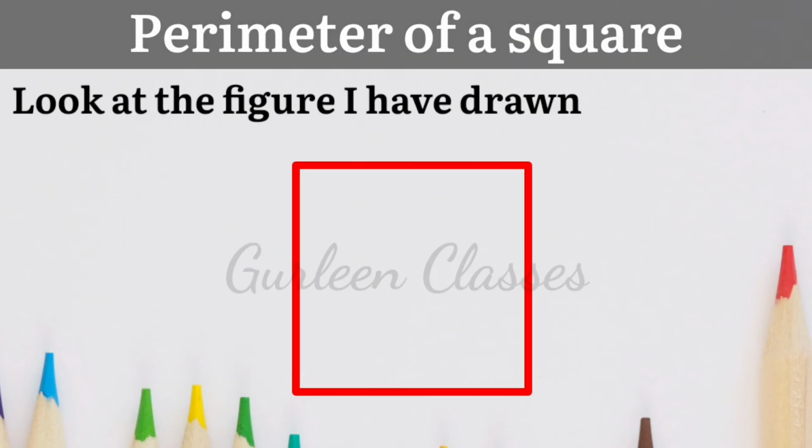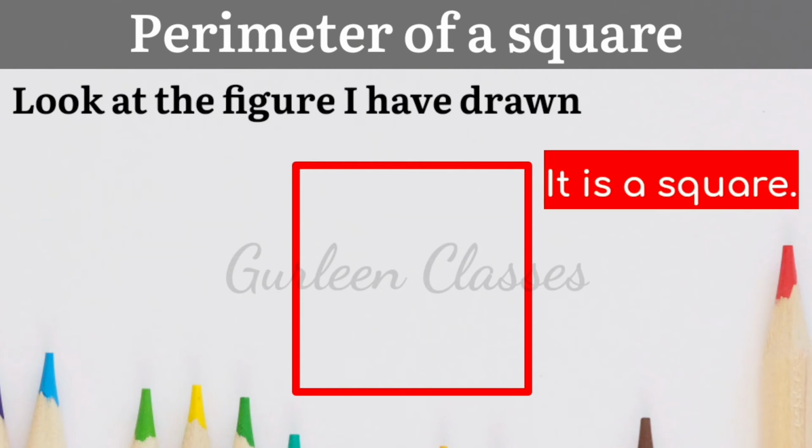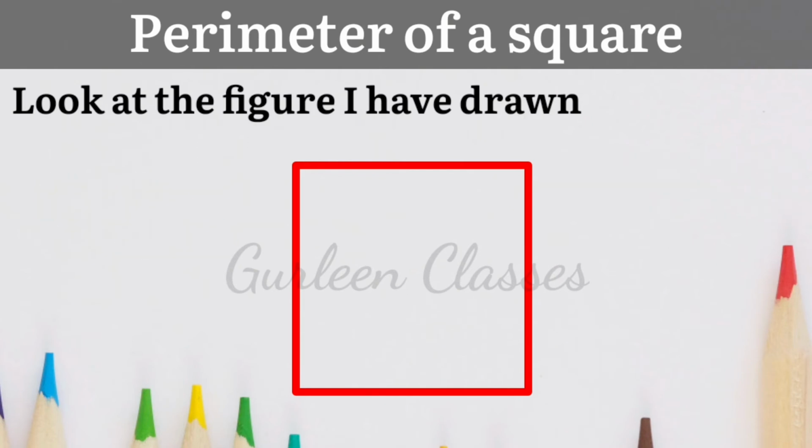Next topic, perimeter of a square. So students, look at the figure I have drawn. What is this? It is a square. A square is a closed figure in which all the sides are equal and all the angles are right angles.